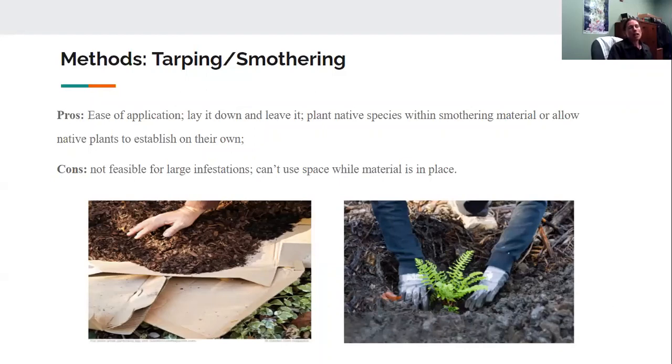A con is that it's not feasible for large infestations. It would take a lot of cardboard and newspaper for very large infestations. So I consider that a con. And you also won't be able to use the space while the material is in place, because you don't want to put holes in the material. You just want to leave it alone until it's done doing its thing.